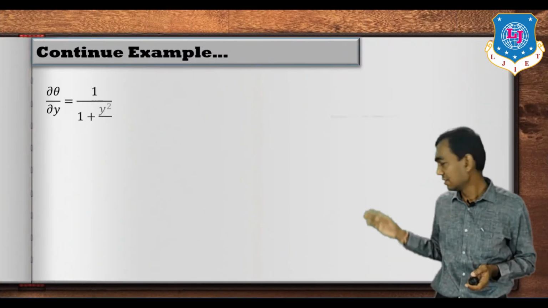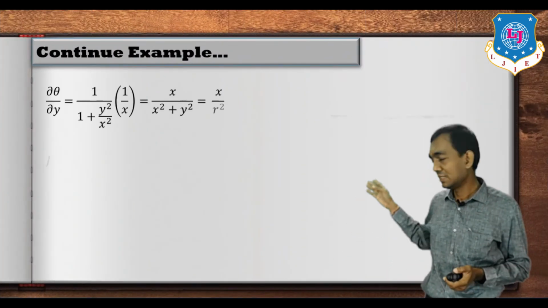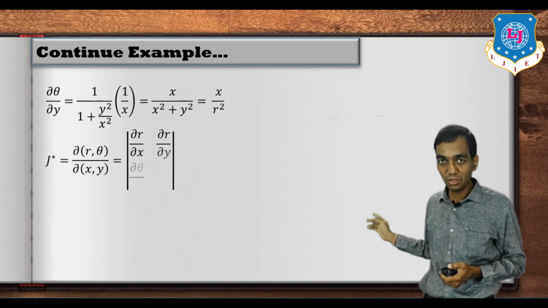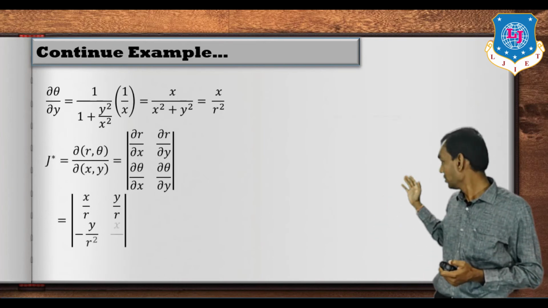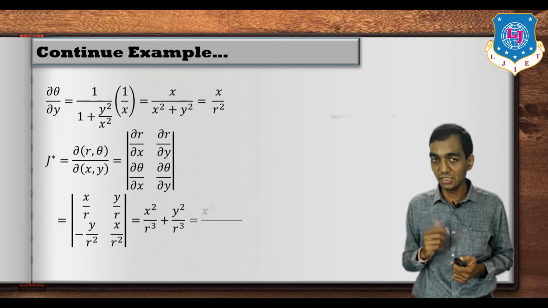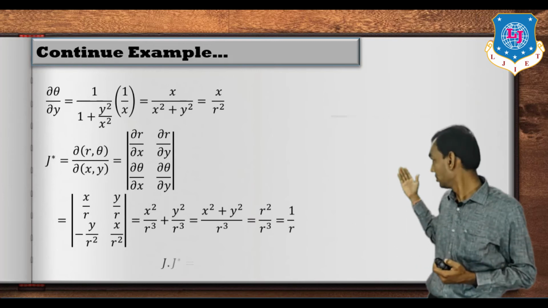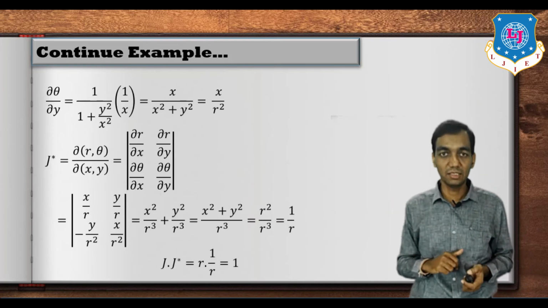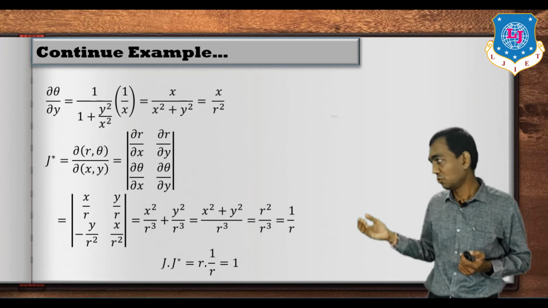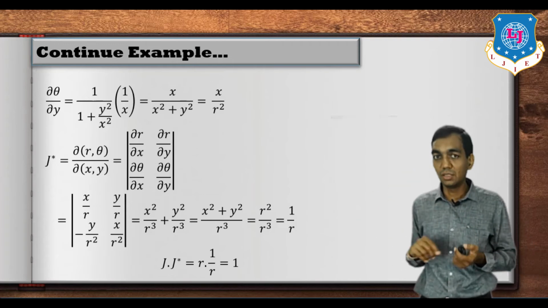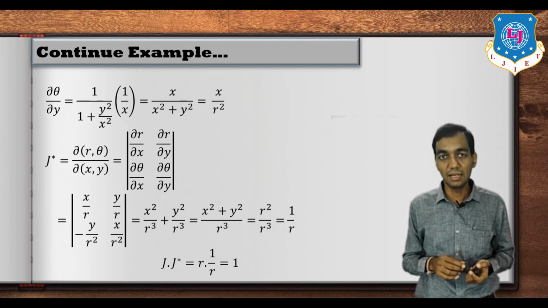In the same manner, ∂θ/∂y: tan inverse has a derivative 1 upon 1 plus y square upon x square, into the derivative of y by x with respect to y, that is 1 upon x. And if you simplify it, it will be x upon x square plus y square. So that will give you the final answer x upon r square.